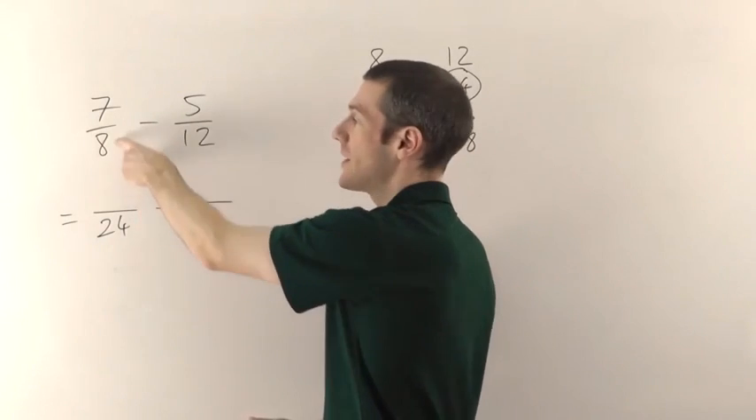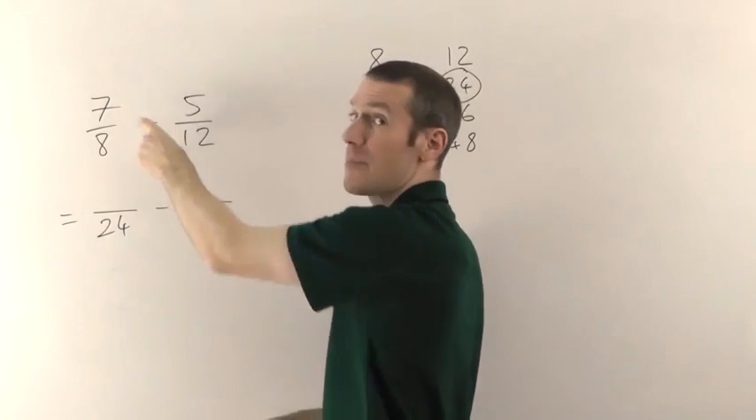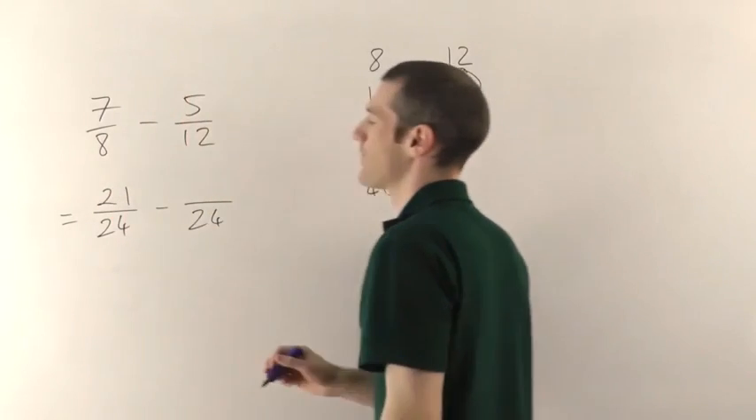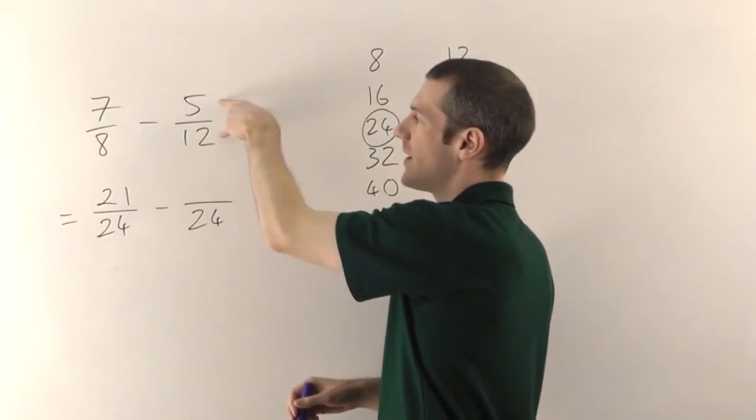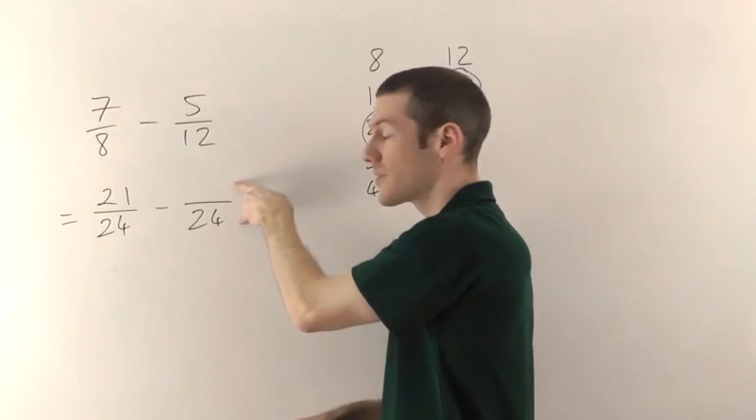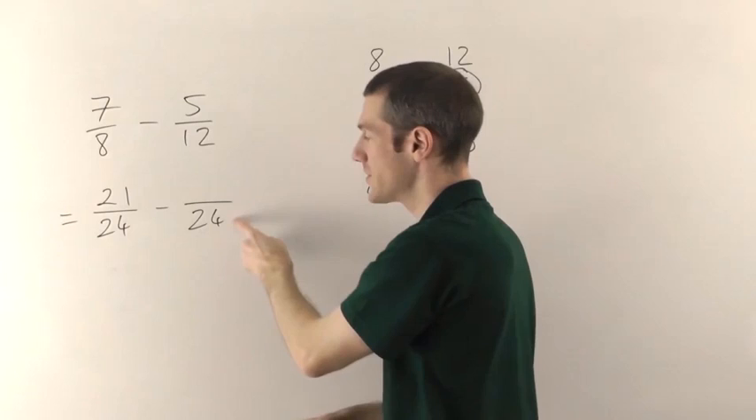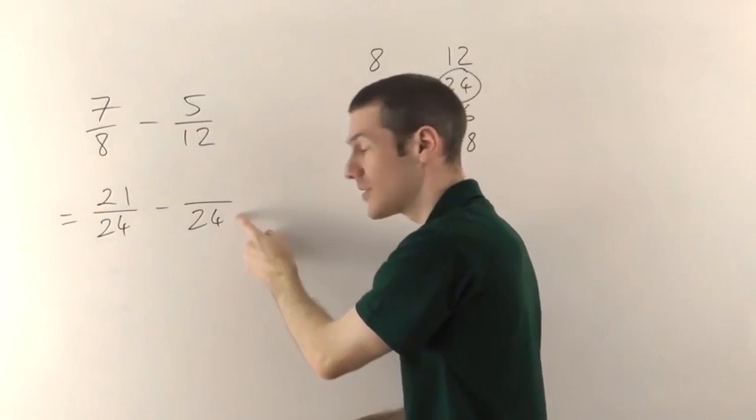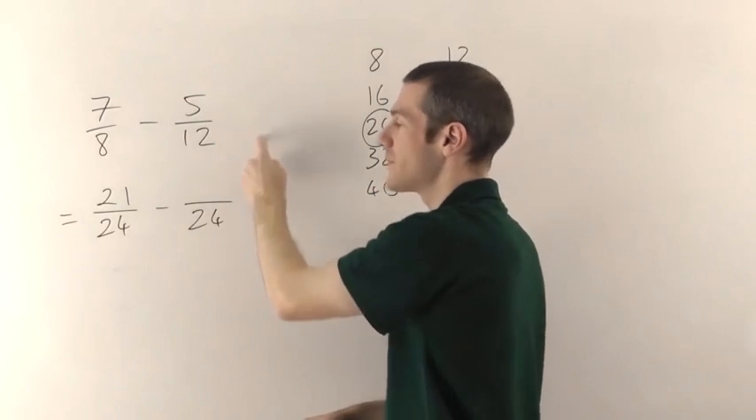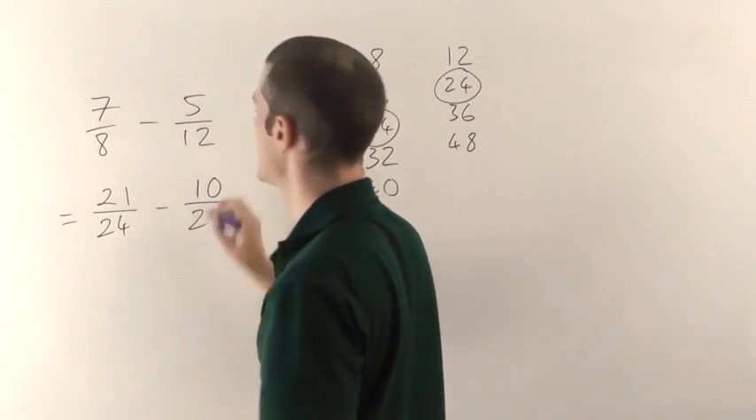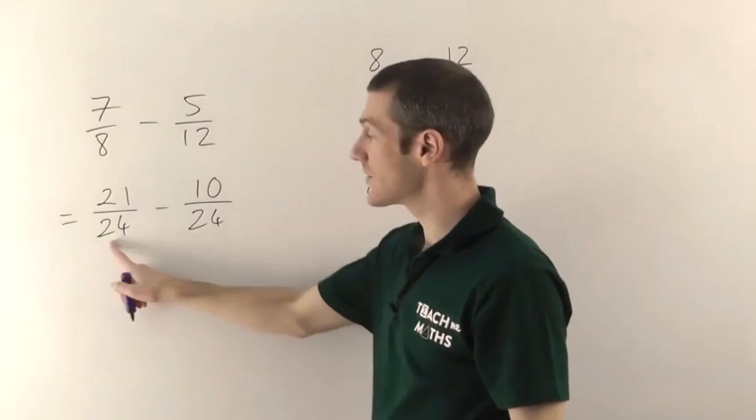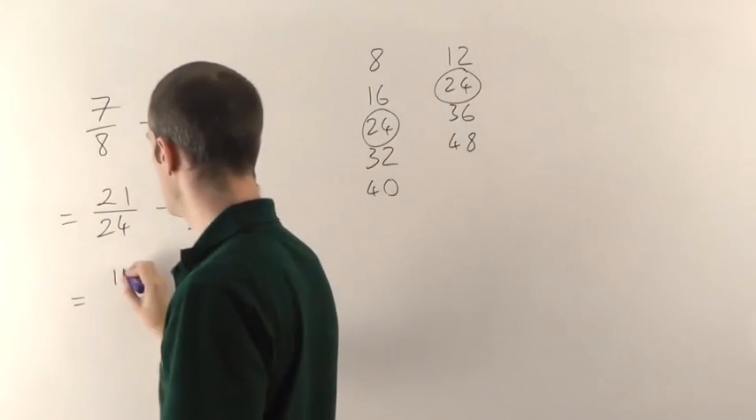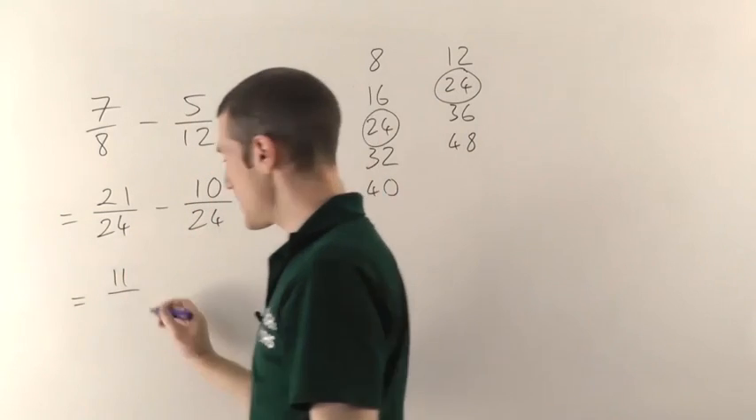Remember, whatever you times the bottom by, you must times the top by the same thing. So 3 7s are 21. Now this fraction, 5/12, I want to rewrite it so it's something over 24. Whatever you times the bottom by, you must times the top by the same thing. So 12 times 2 gives me 24. That means 5 times 2 gives me 10. Now I can do the subtraction because I've got the same numbers on the bottom. 21 minus 10 is 11. Bottom number never changes, remember?